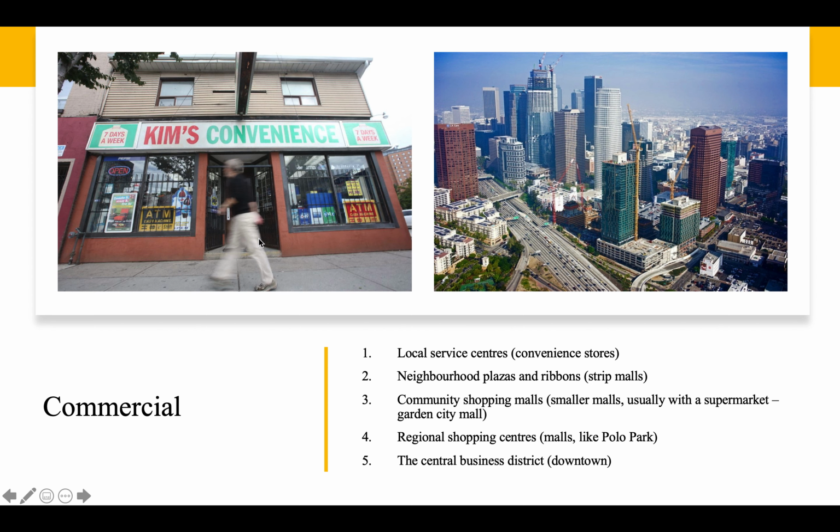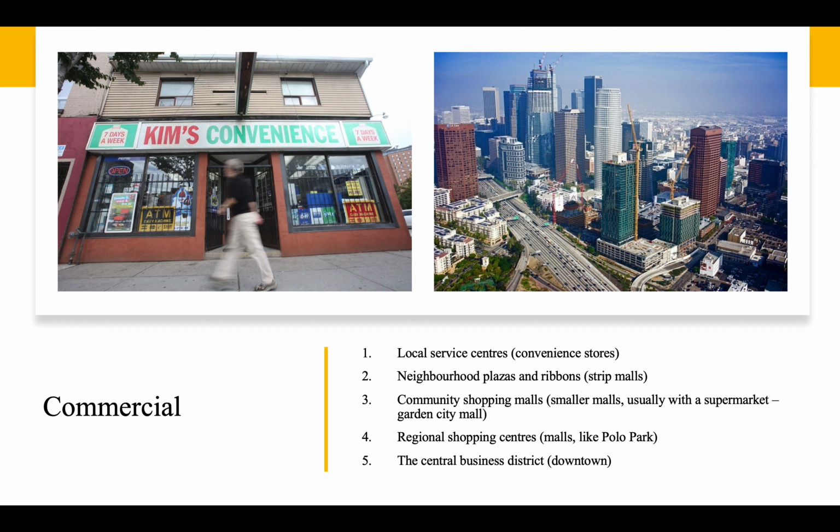And I think this is the last one. Yep, last one. We also have commercial use space. There are 5 types of commercial land use space. There's local service centers, like convenience stores. There's neighborhood plazas and ribbon malls, which include strip malls. There's community shopping malls, which are usually on the smaller side and usually have a supermarket inside. So think of Garden City Mall.